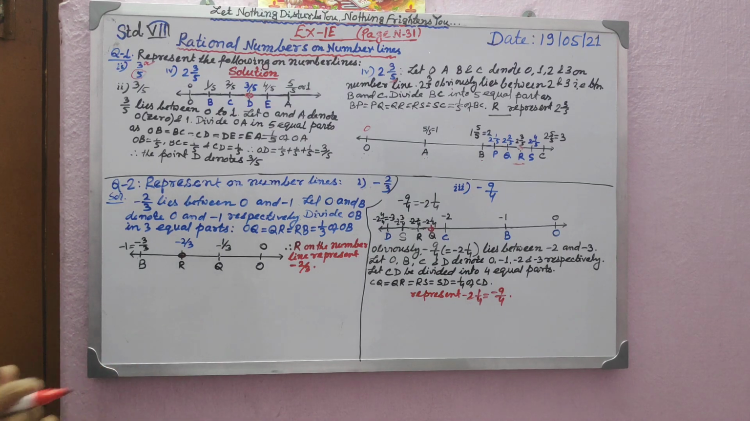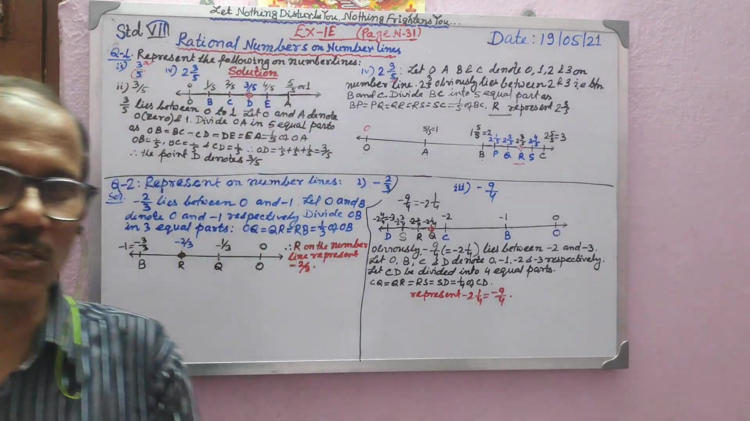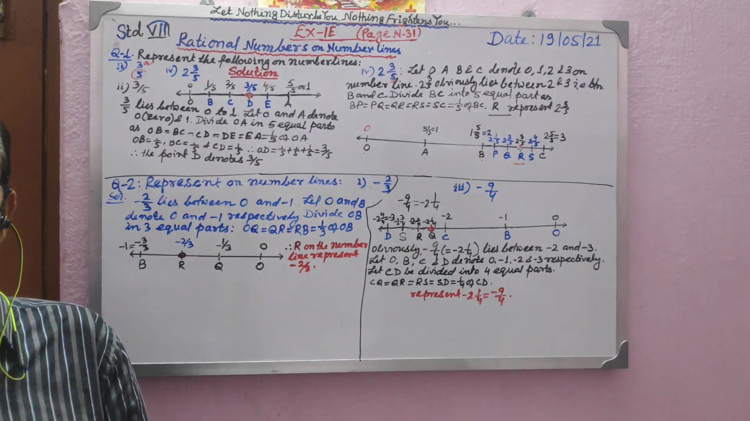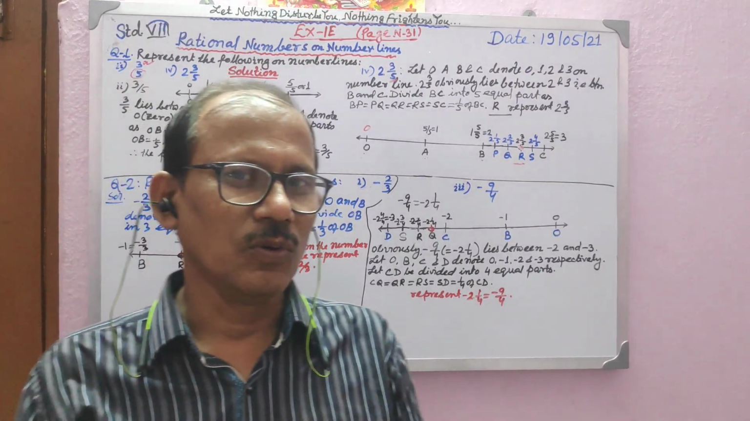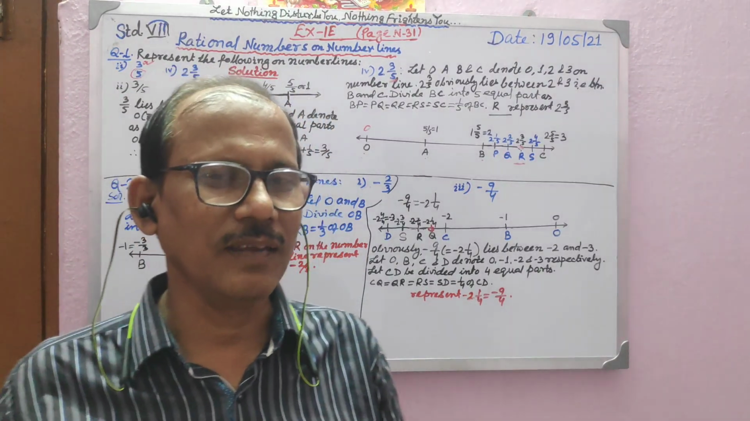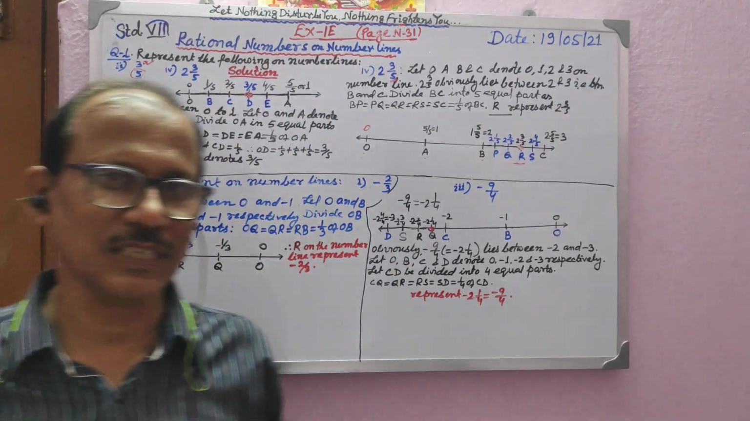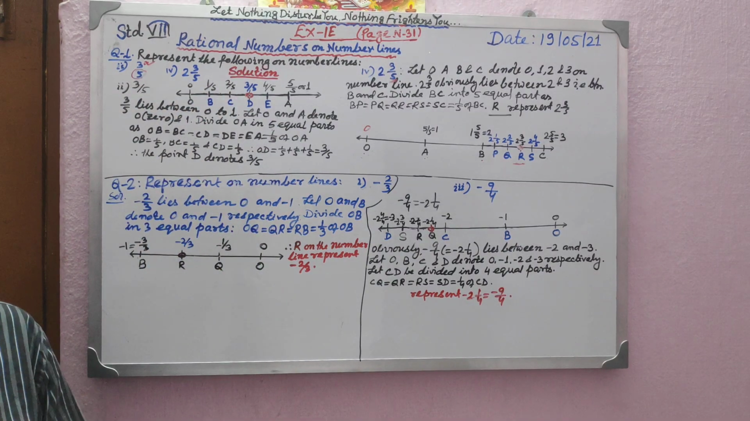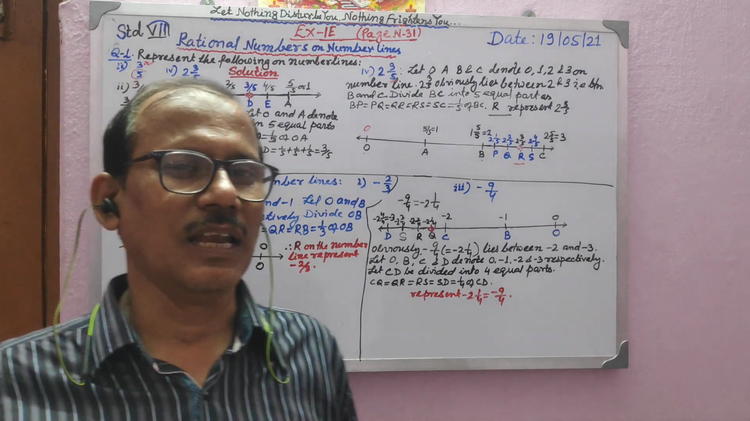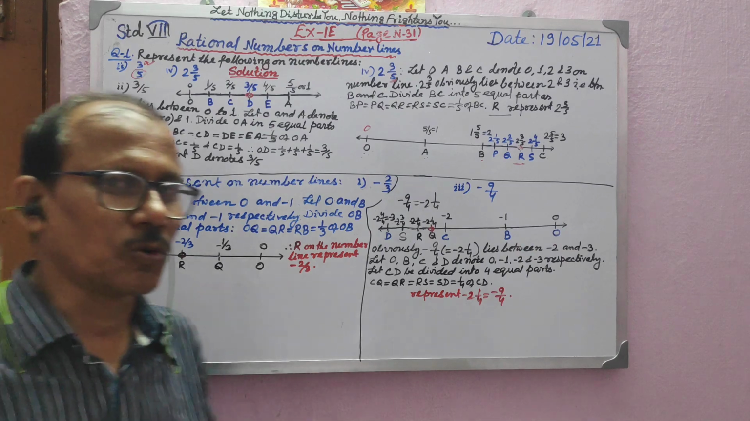See what you need to do. I have taken question number 1E, page number N31, where some positive rational numbers are given to you. Rational numbers also have positive and negative aspects. A positive rational number means its value is not negative, meaning on the number line it lies to the right-hand side of 0, isn't it? And a negative rational number will be on the left-hand side of 0.